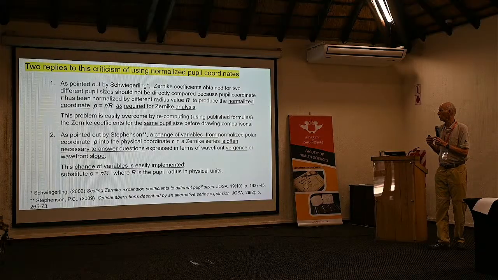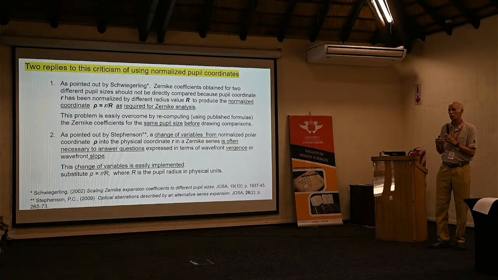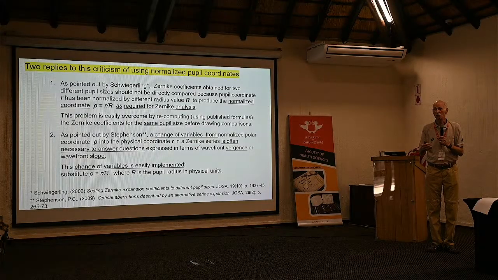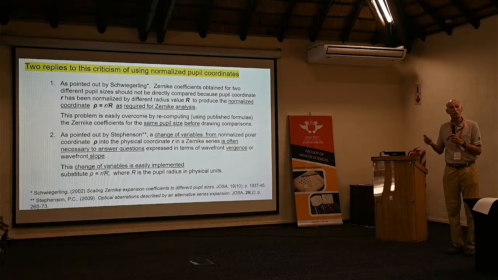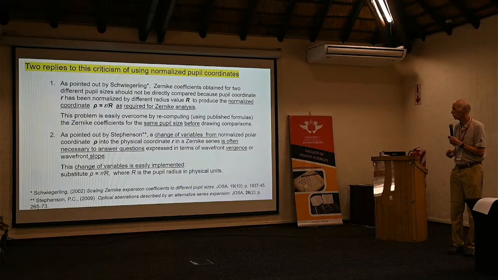If you want to put it into physical units, you just have to recompute the Zernike coefficients for some standard pupil size. If you want to compare the little one with the big one, it's usually better to reduce the big one down to the little one. It works better. But there are published formulas that help you recompute Zernike coefficients from one size to another. And after you've done that, then you can easily and directly and legitimately compare the two measurements.